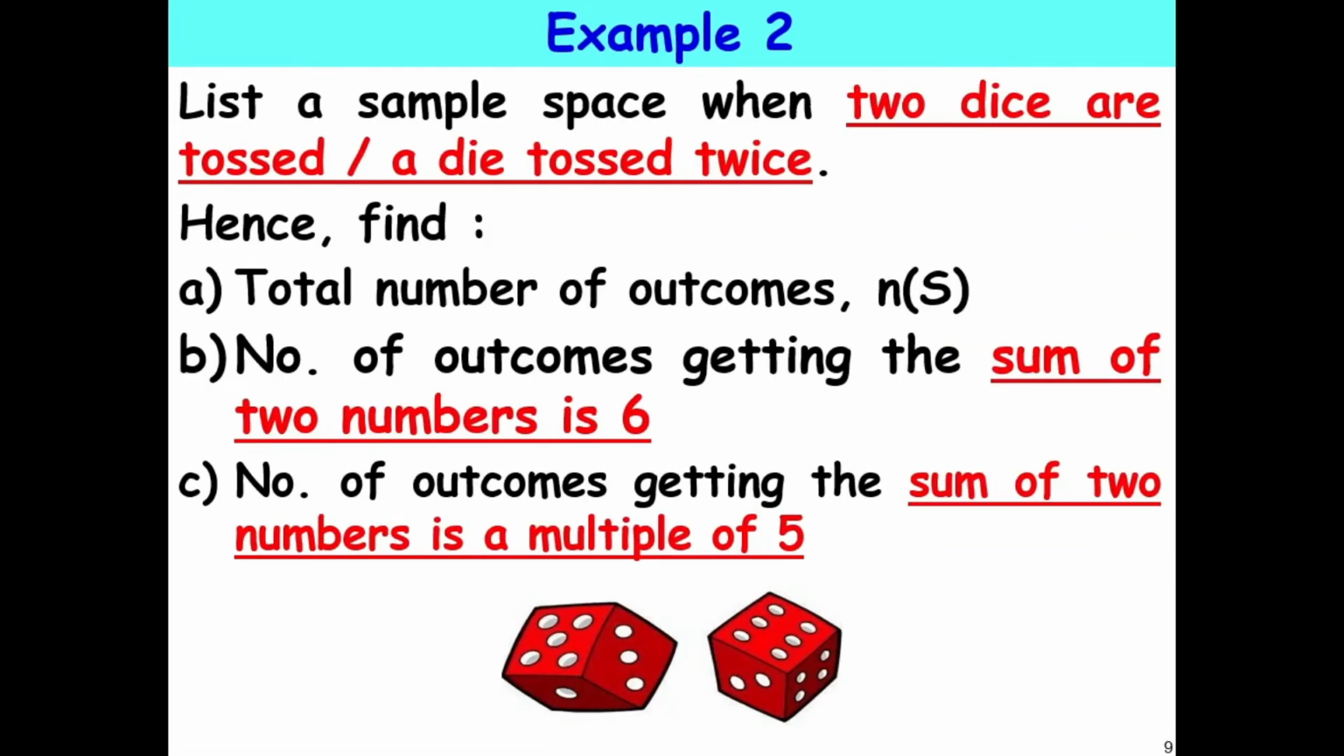Example 2: list the sample space when two dice are used, or a die used twice. Hence, find A, the total number of outcomes, or n(S). B, the number of outcomes where the sum of the two numbers is 6. C, the number of outcomes where the sum of the two numbers is 1.